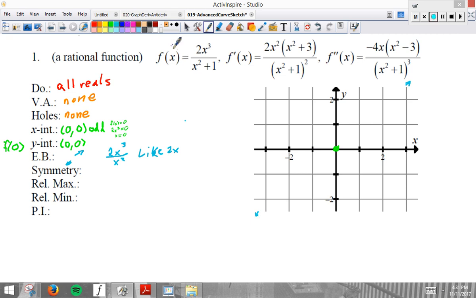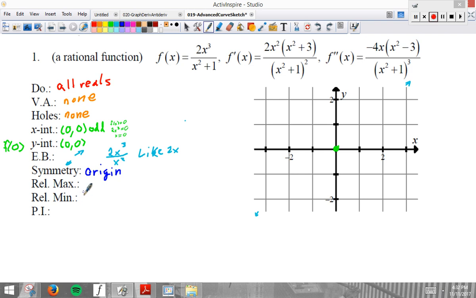The symmetry we have here is origin symmetry. You can think through that. If I plug in a negative value, -1, I would get negative f of -1 is -1, and f of +1 is +1. It's not really important. If you need help with that, you can come and talk to me.